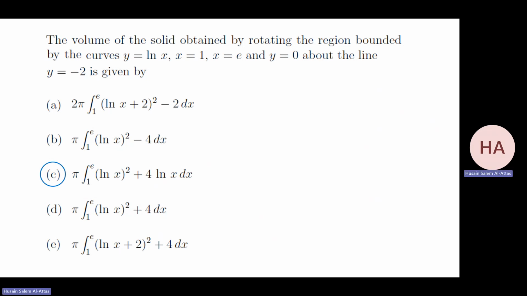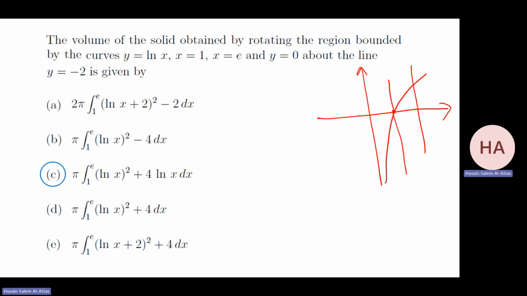Let me do this one. We have y equal ln x. Let me graph it first. y equal ln x, we have x equal 1 and x equal e, and y equal 0, which is the x-axis. About the line y equal -2. This is y equal -2.